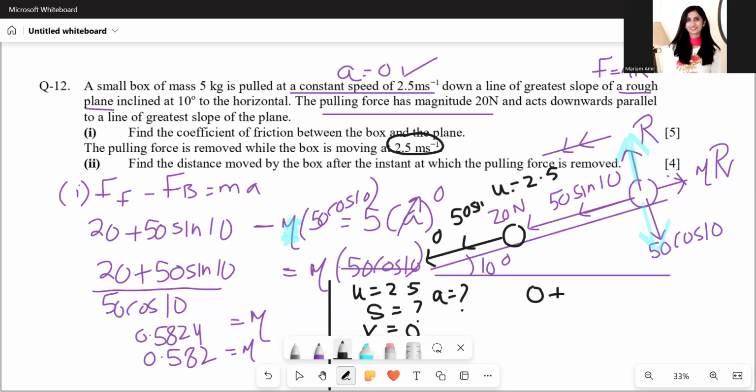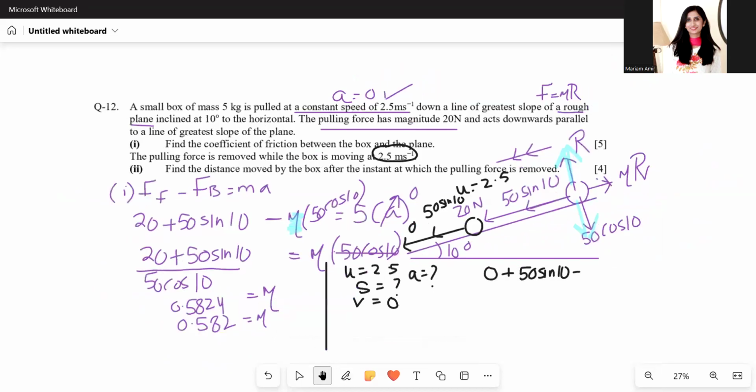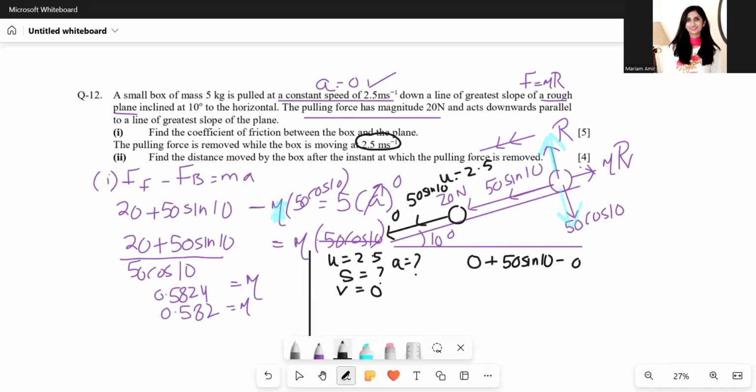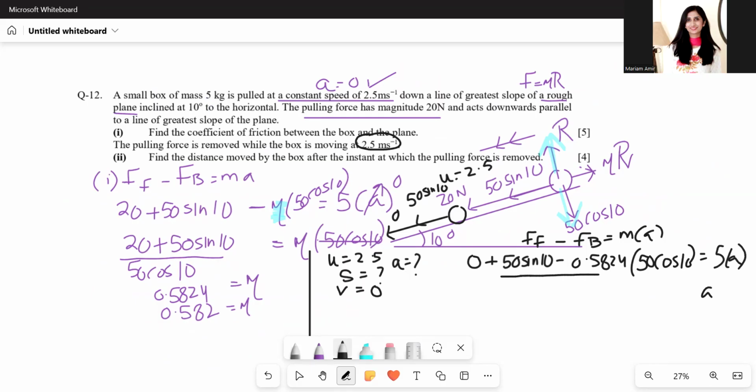50 sine 10, I'm sorry. So 0 plus 50 sine 10 minus backward force is the same thing, the friction that we got earlier. So we'll have to use mu R again. So mu was 0.5824 and R is 50 sine 10, 50 cos 10, I'm sorry. So we're doing forward force minus backward force is equals to mass times acceleration. Mass is 5, and we're going to find the new acceleration. So we divide all of this with 5.